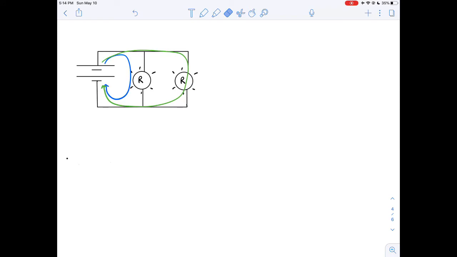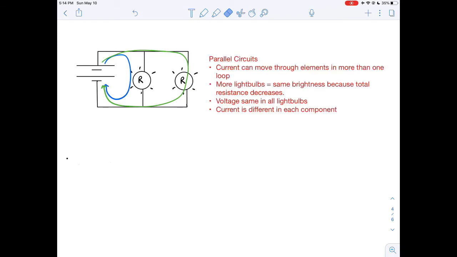We have a parallel circuit when you have current that can move in more than one element or more than one loop. The more light bulbs you have, the brightness actually stays the same because the resistance decreases. So that's the key difference between parallel and series circuit with resistance. In parallel circuits also, the voltage is the same in all the light bulbs, but the current is different.